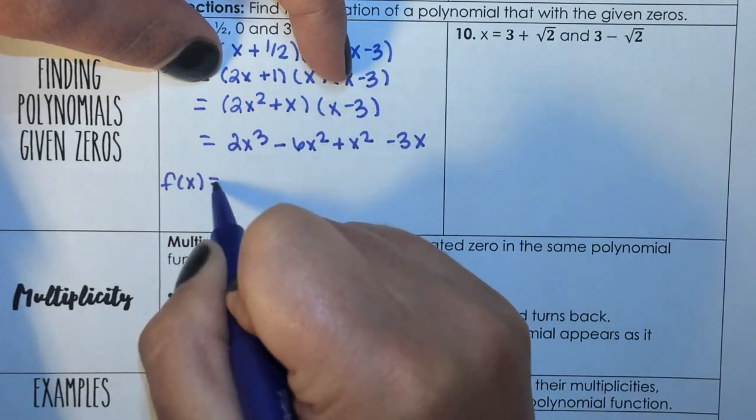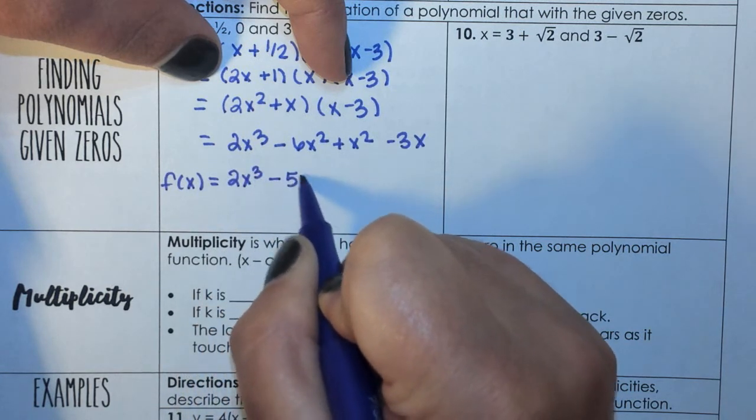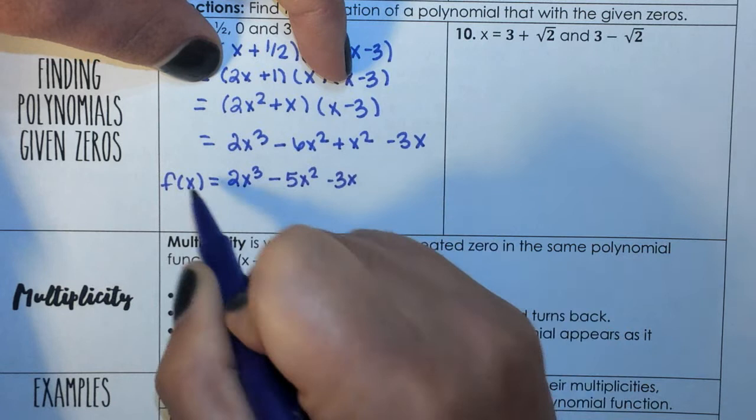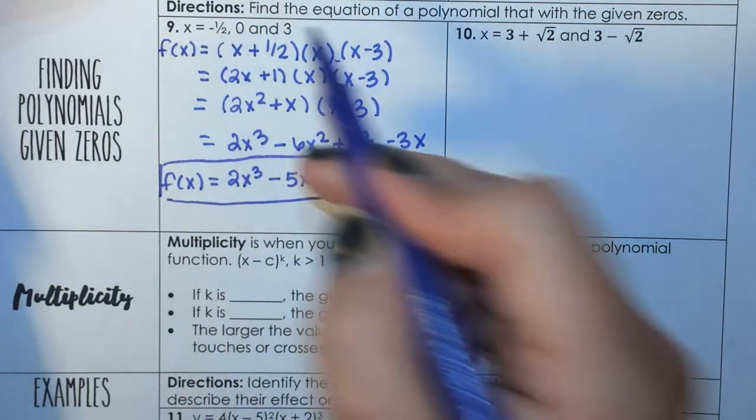And now I'm going to combine my like terms. I have 2x cubed minus 5x squared minus 3x. And this function right here will give me these zeros above.